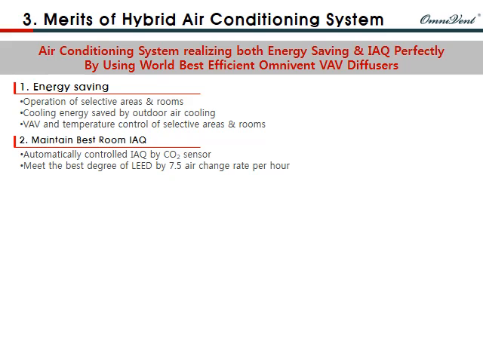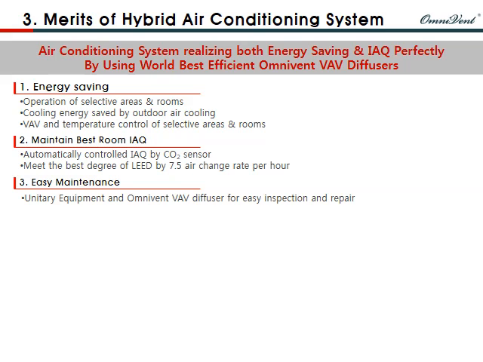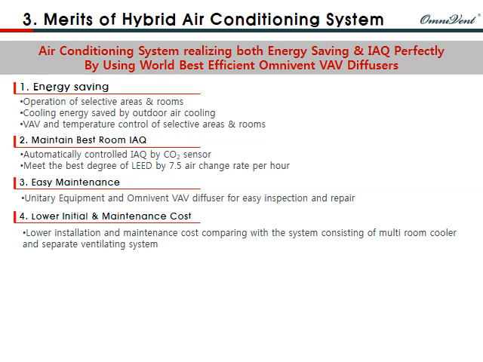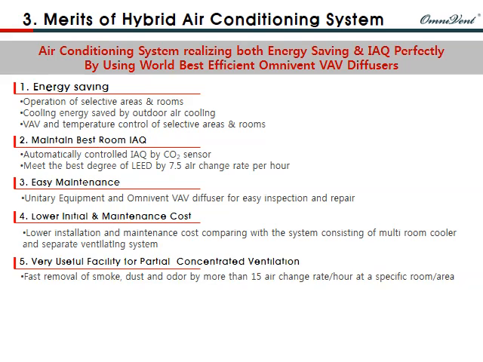2. The most ideal room air quality could be kept properly and automatically by a CO2 sensor and also meets the highest degree of LEED by a 7.5 air change rate per hour. 3. A dramatic drop in overall maintenance cost is possible by utilizing unitary air conditioners and our OMNIVENT VAV diffusers. 4. It lowers initial installation cost due to integrated equipment with AHU and condenser which do not require additional refrigerant or drain piping work.